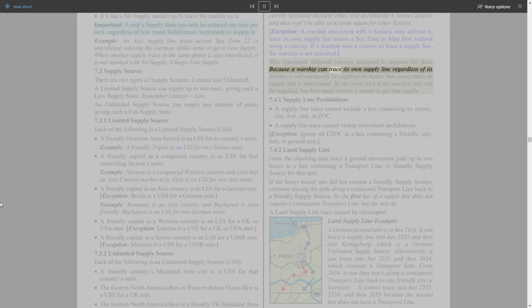Because a warship can trace its own supply line regardless of its sorties, it will eventually be supplied no matter how many times its supply line is intercepted. So the issue isn't if the warship unit will be supplied, but how many sorties it incurs to get that supply. 7.4.1 Supply line prohibitions.